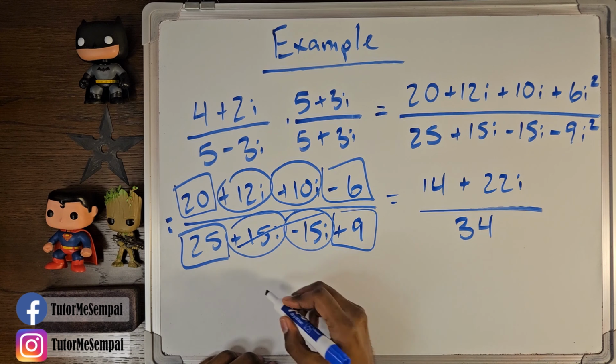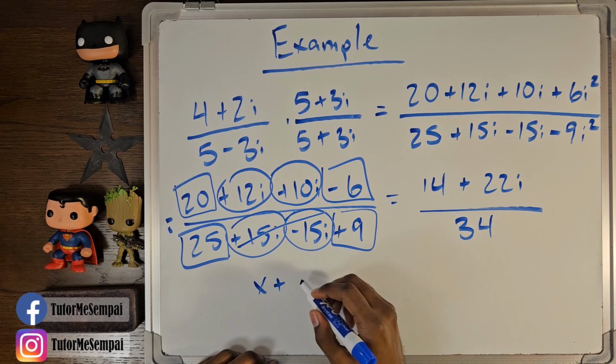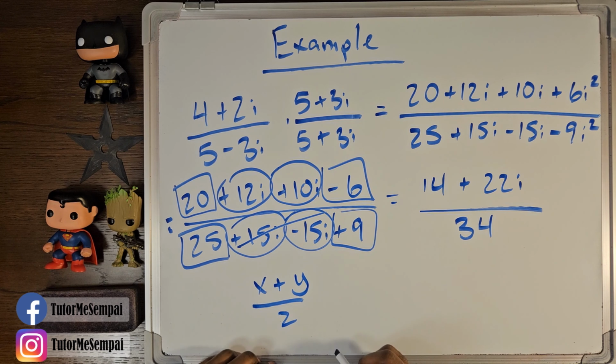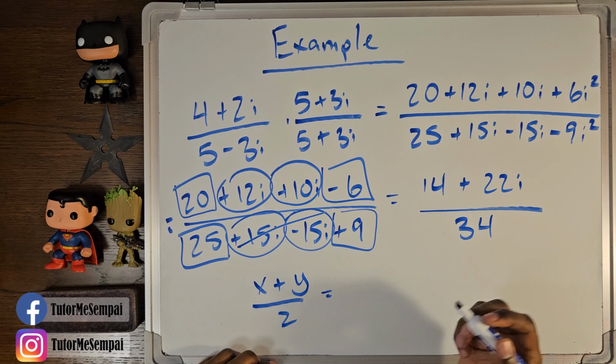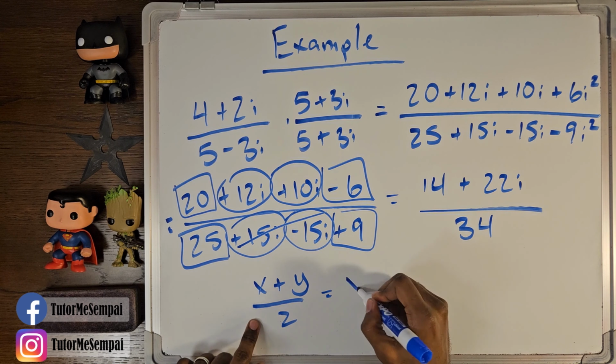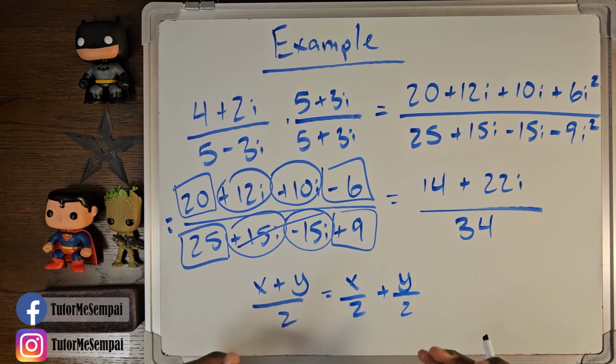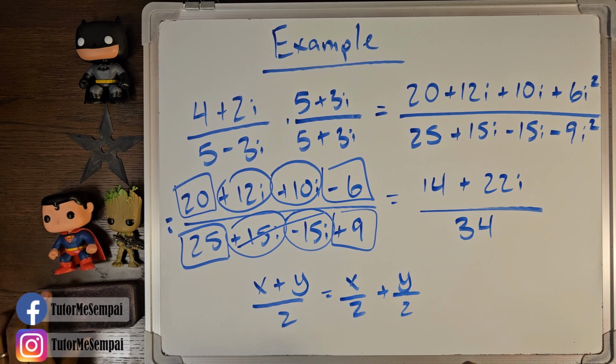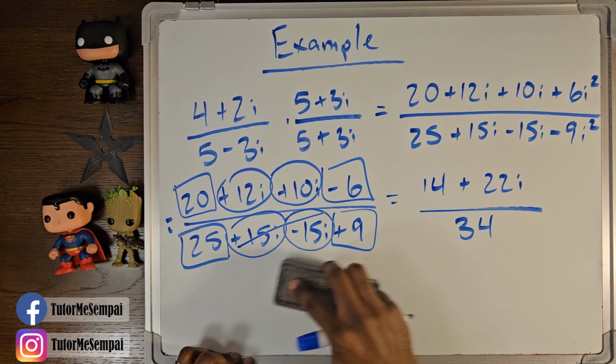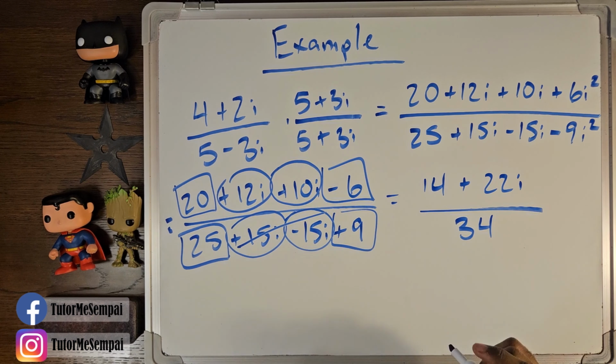Well, let's say you had something like this. x plus y over 2, right? You know that you can do x over 2 plus y over 2. You can break this up. If you have this, you can easily get this, and you can go back and forth. It doesn't really matter. We're going to do the same thing with our complex number here.